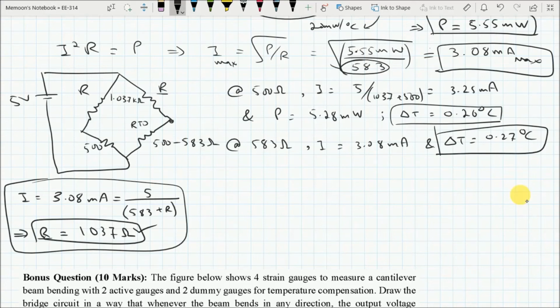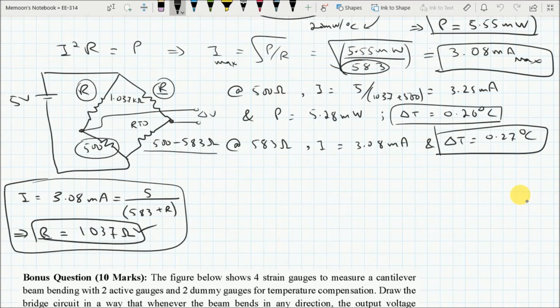So now we have R equal to 1037, this equal to 500, and the RTD value changing from 500 to 583. At this point, the bridge will be at null position, and here we will be getting our delta V. So the bridge is already null at 500 degrees Fahrenheit or 260 degrees Celsius.